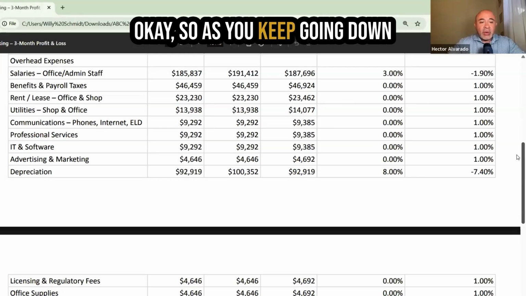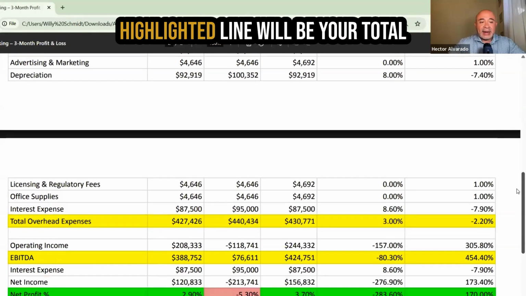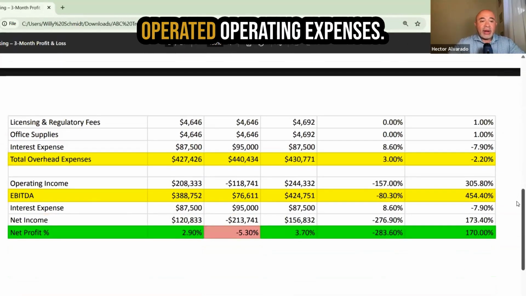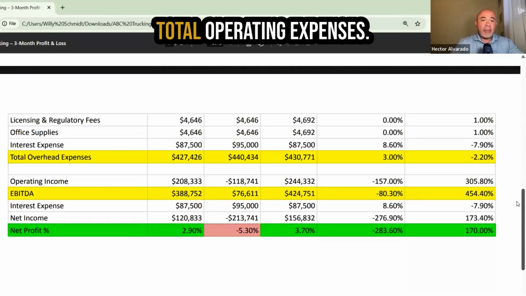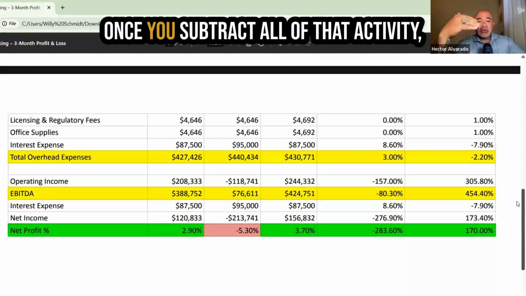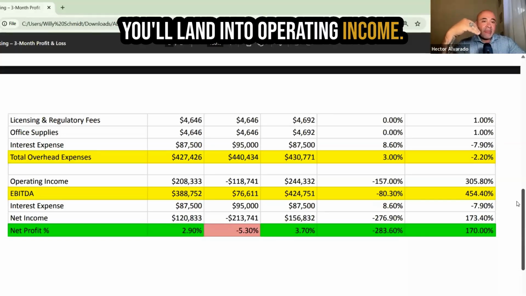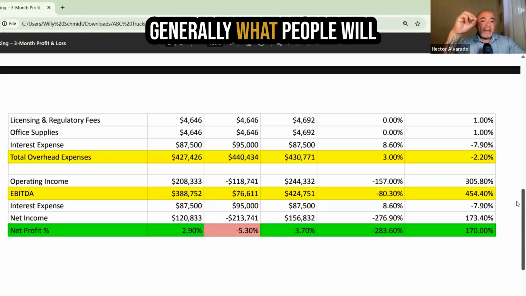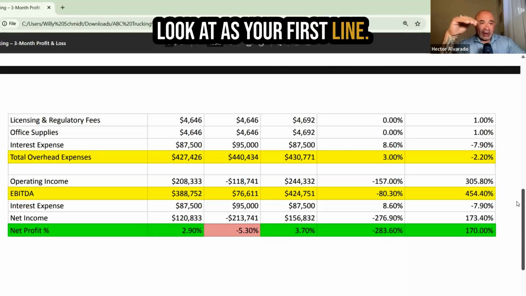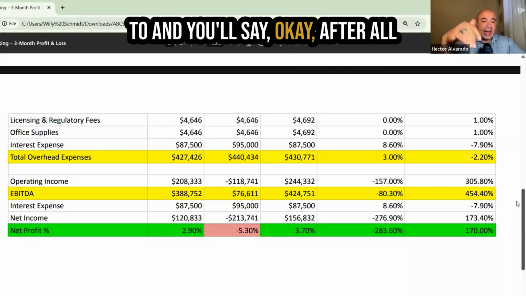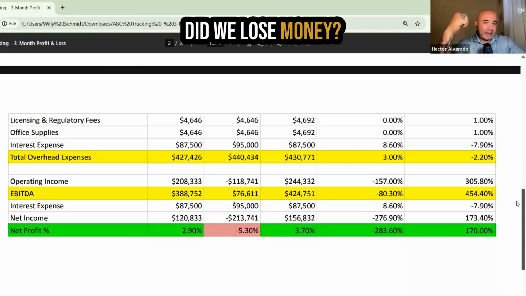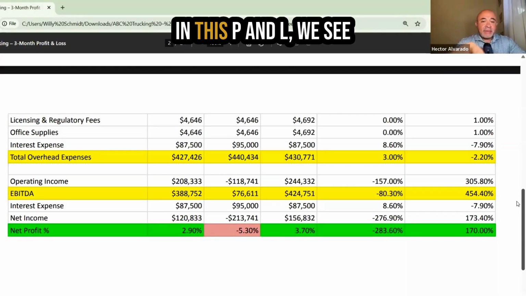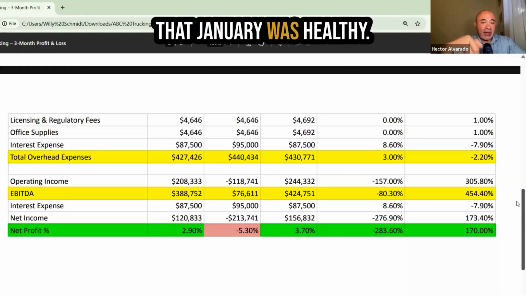Okay. So as you keep going down, Willie, you're going to see the next highlighted line will be your total operating expenses. This calls it overhead expenses, but it's essentially your total operating expenses. Once you subtract all of that activity, you'll land into operating income. This is generally what people will look at as your first line. That's where your eyes will go to, and you'll say, okay, after all of our expenses, how did we do? Did we make money or did we lose money? Okay. In this P&L, we see that January was healthy.